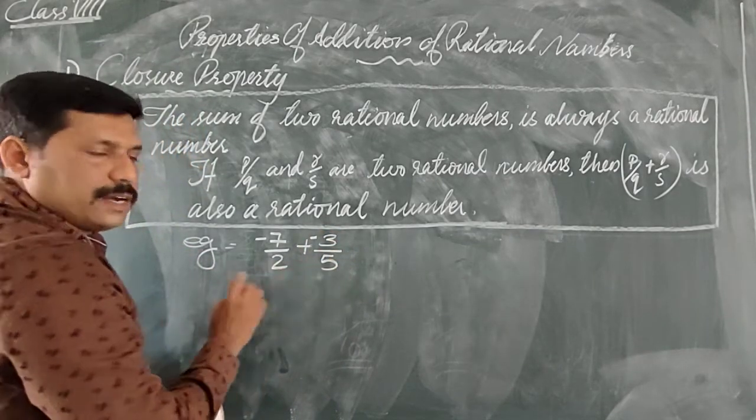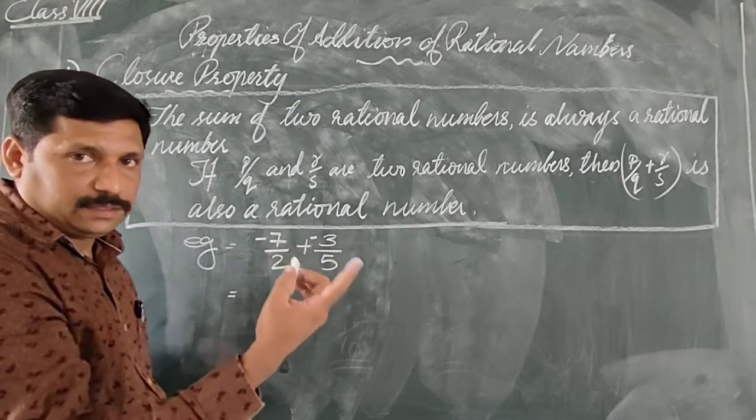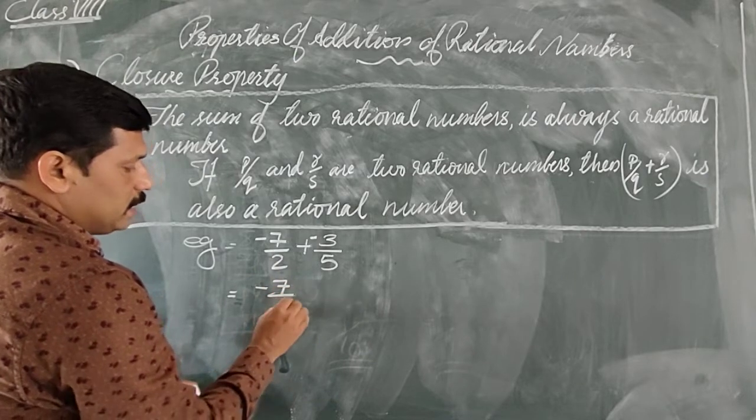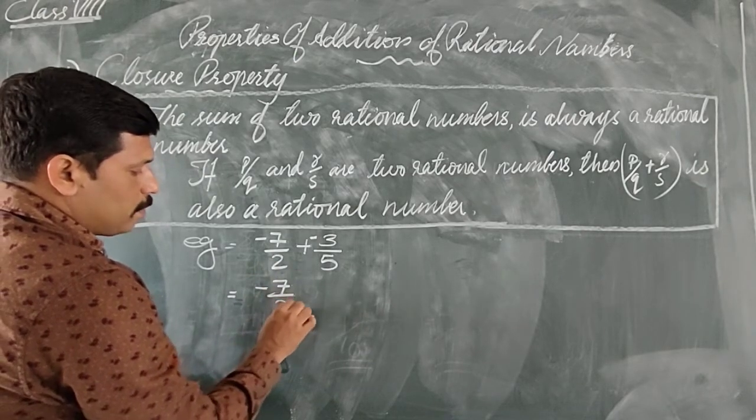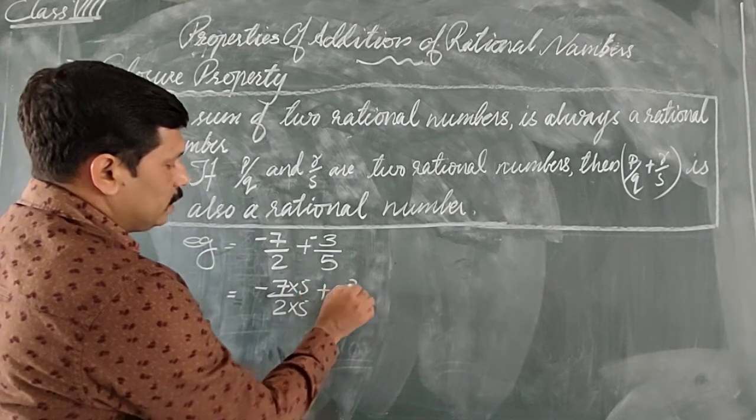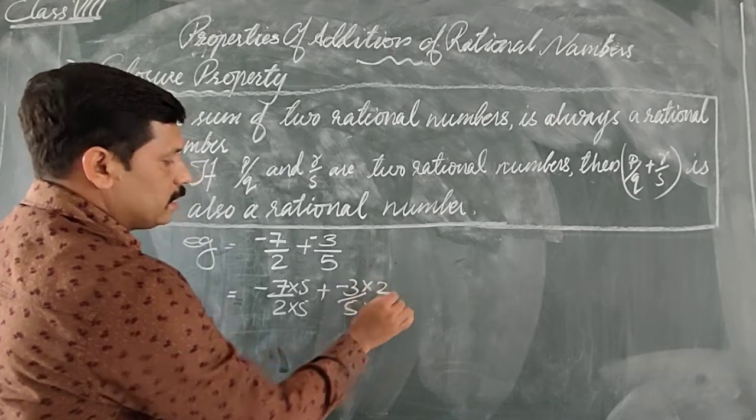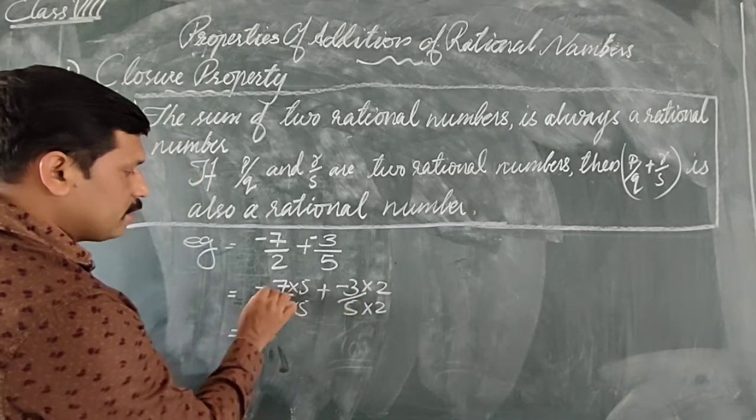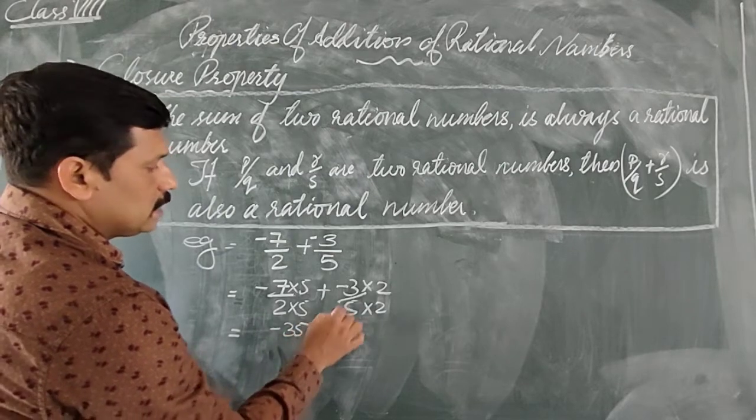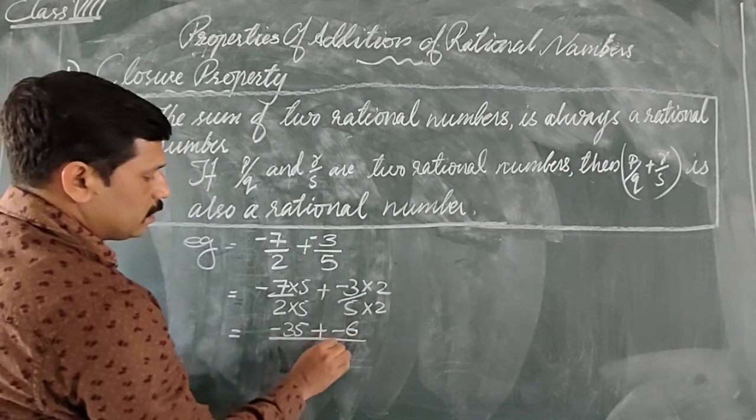Here the denominators are different, therefore when we add, we have to find the LCM. LCM of 2 and 5 is 10. So we have to make the denominators equal. That means 2 upon 2 into 5, here also 5 plus negative 3 upon 5. 5 we have to multiply by 2, then we get 10. Then 7 5s are 35, negative 35 plus 3 2s are 6, negative 6 upon 10.